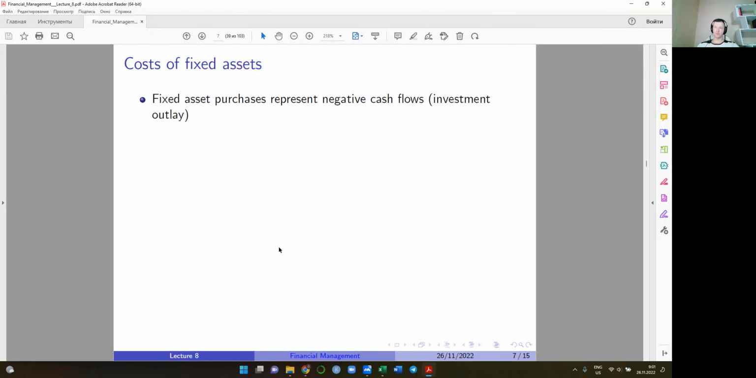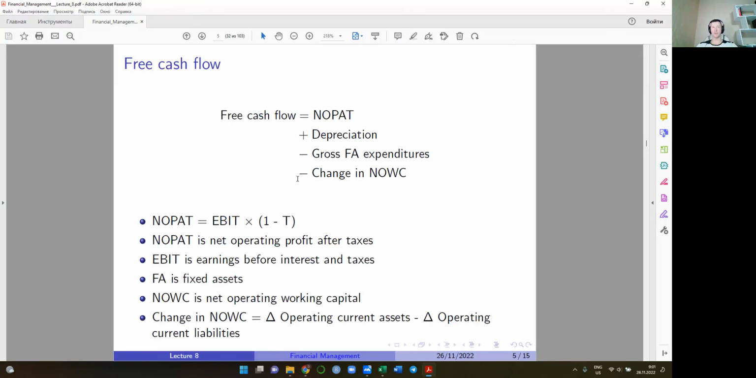So the next element that influences cash flows: cost of fixed assets. What do we mean by this? First of all, when we purchase fixed assets, those are negative cash flows. Again, looking at this slide, we see that if we purchase fixed assets, this is taken as negative to the free cash flow.